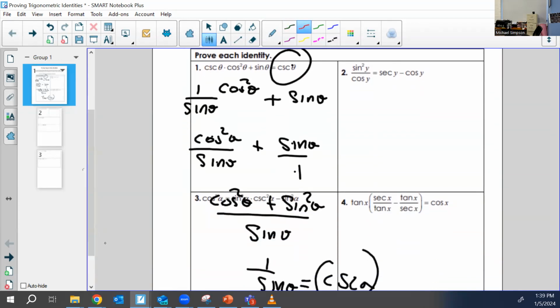Which side? Which one are you going to cancel out? Where? Here? No, there's an addition right here. You can't do that.